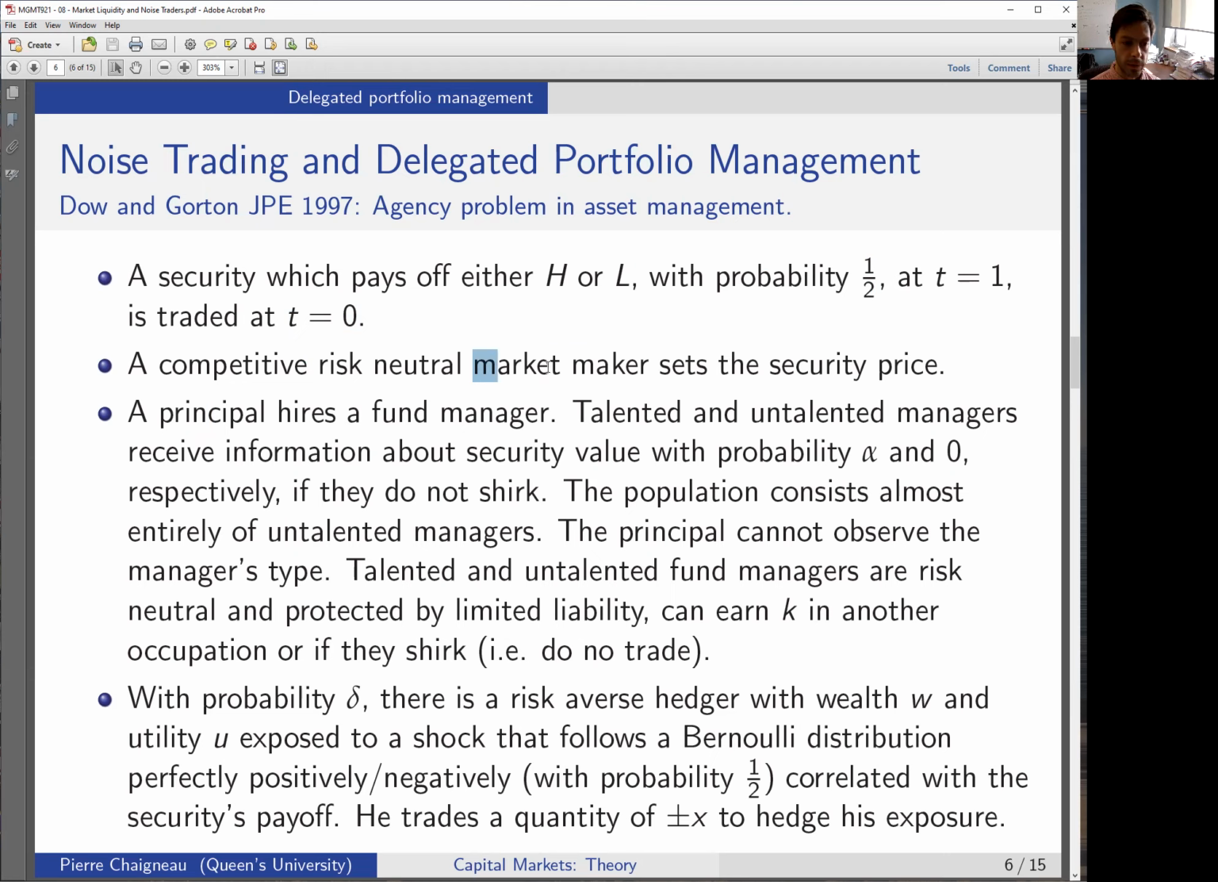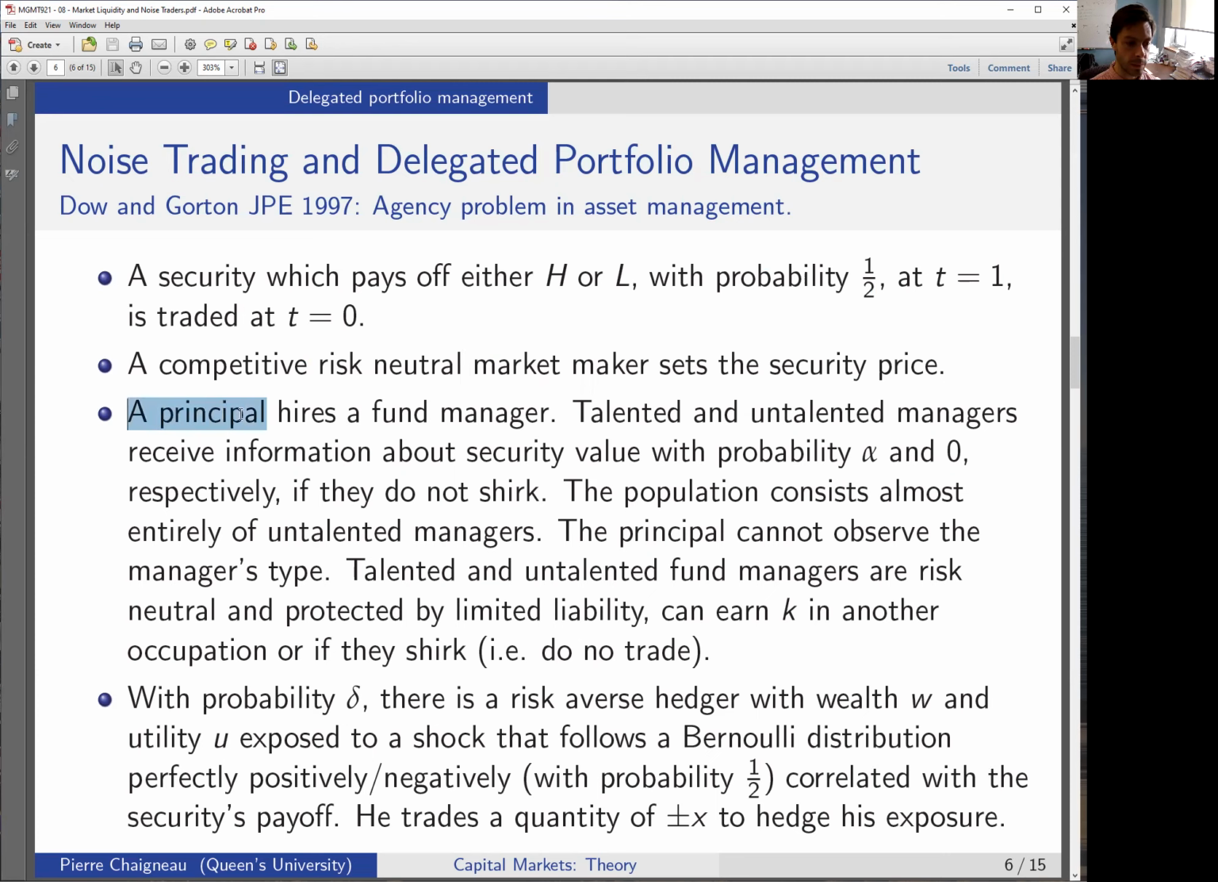As in the Kyle model, we have a market maker who sets the security price in such a way as to break even, to make 0 expected profits, because the market maker is competitive. And why is the market maker considering expected profits? Simply because it is risk neutral. Okay. So now let's get to the agency relationship.